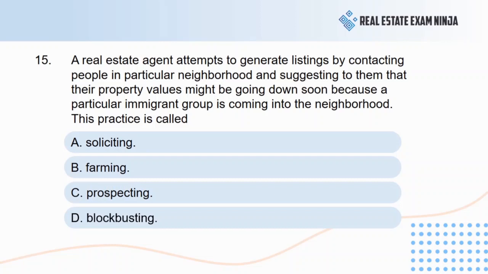Number 15. A real estate agent attempts to generate listings by contacting people in a particular neighborhood and suggesting to them that their property values might be going down soon because a particular immigrant group is coming into the neighborhood. This practice is called A. Soliciting. B. Farming. C. Prospecting. D. Blockbusting.